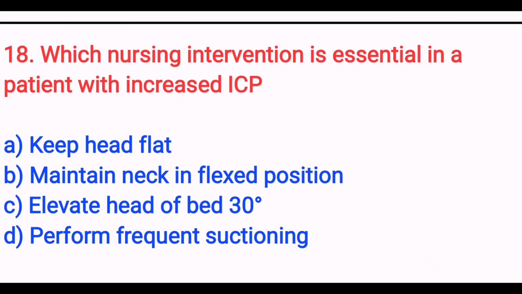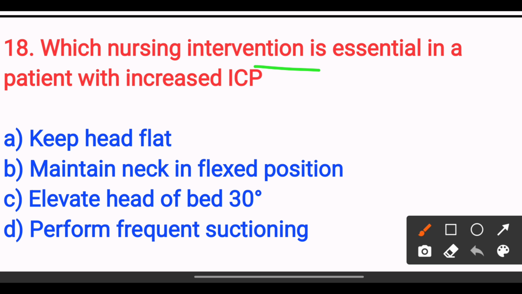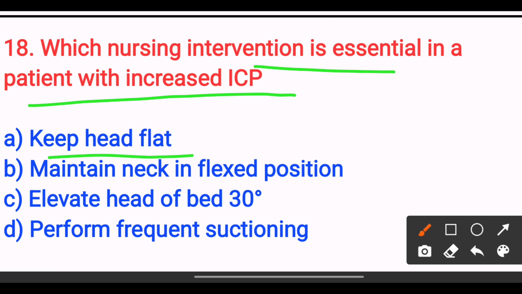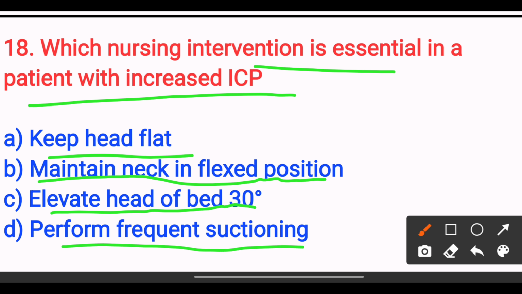Next, which nursing intervention is essential in the patient with increased ICP? Option A, keep head flat. Option B, maintain neck in the flexed position. Option C, elevate head of the bed 30 degrees. Option D, perform frequent suctioning. The answer is option C, elevate head of the bed 30 degrees.